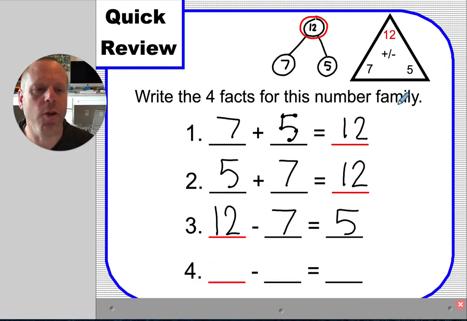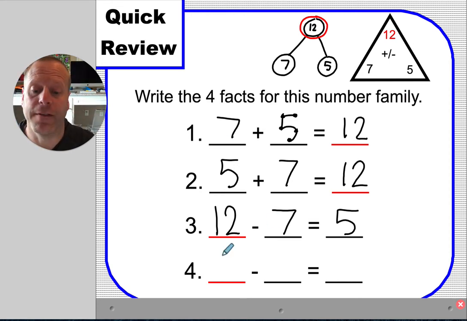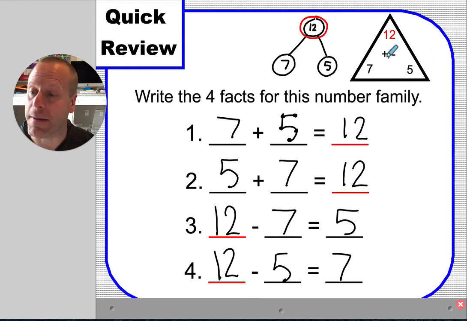What if I go the other way around and I go 12, snap off the 5, I'm left with 7. These are the 4 facts that make up this number family. Lots of times, as you get better with your addition facts, you can use the addition facts to help you subtract and solve questions without counting back 7 counts.